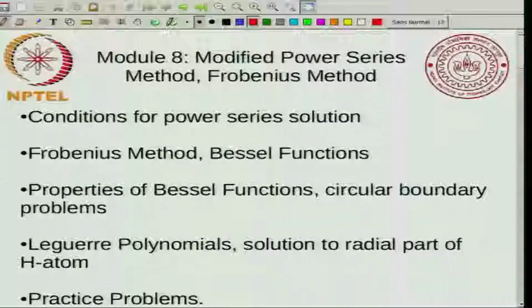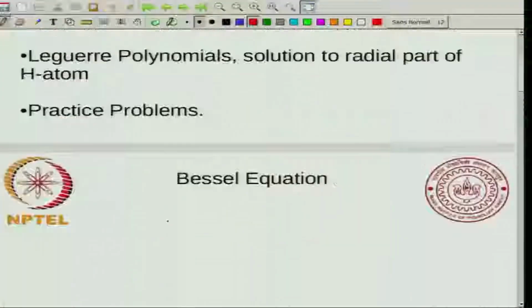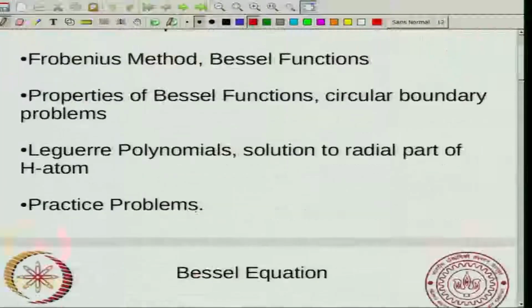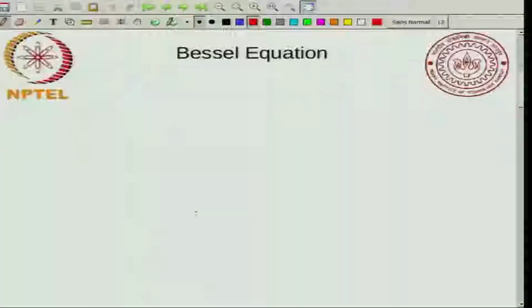So, now that we have seen how to formulate the Frobenius method, let us look at applying the Frobenius method, and we will apply it to a very well known equation called the Bessel equation. Okay. So, let us go to the Frobenius method for the Bessel equation, and this will lead us naturally to something called Bessel functions. Okay. So, what is the Bessel equation?